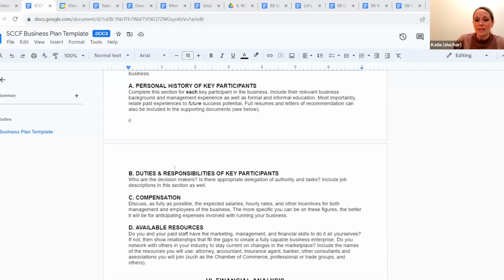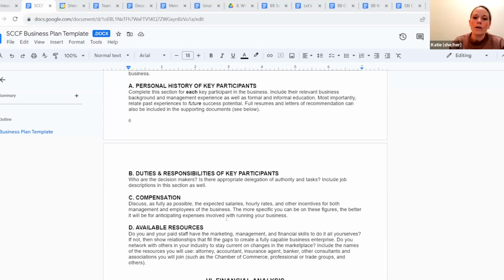Next is your compensation. How much are you planning to make? How are you paying yourself? Is this going to be an owner's draw? Are you going to put yourself on salary? Obviously, that depends on what kind of business entity you have and what you're allowed to do. And just always remember, pay yourself. That's just a good reminder.